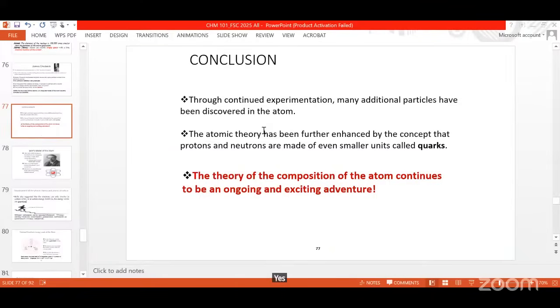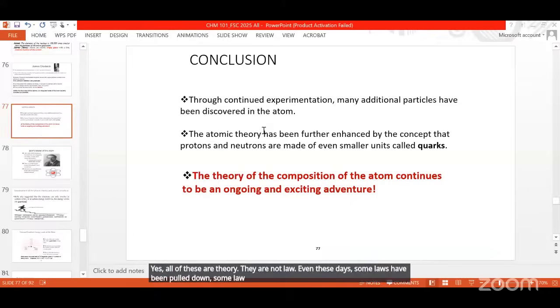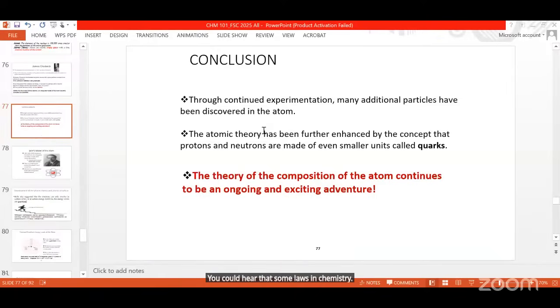Yes, all of these are theories. They are not law. Even these days, some laws are being pulled down. Some laws are being debunked. You could hear that some laws in chemistry have been put down.